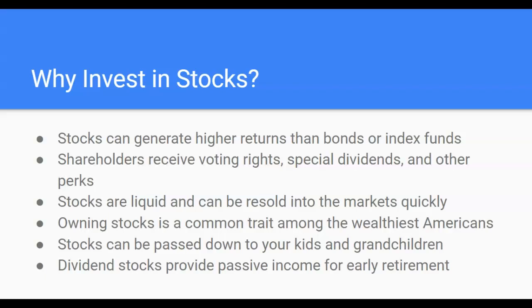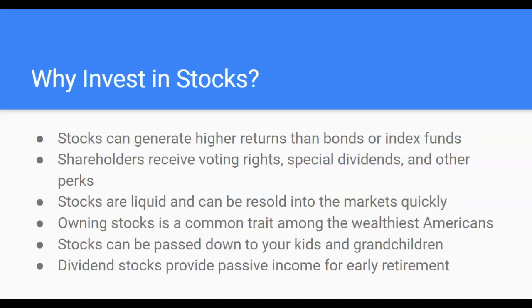So owning stocks is a common trait among the wealthiest Americans. I read a study that says that the richest 1% of Americans own over 50% of the U.S. stocks. So what that means is that, guys, owning stocks is a very big wealth building tool. It's very common. The richest guy in the world, Jeff Bezos, owns a lot of shares of Amazon. So owning stocks is a way to build wealth for yourself and for your family as well.